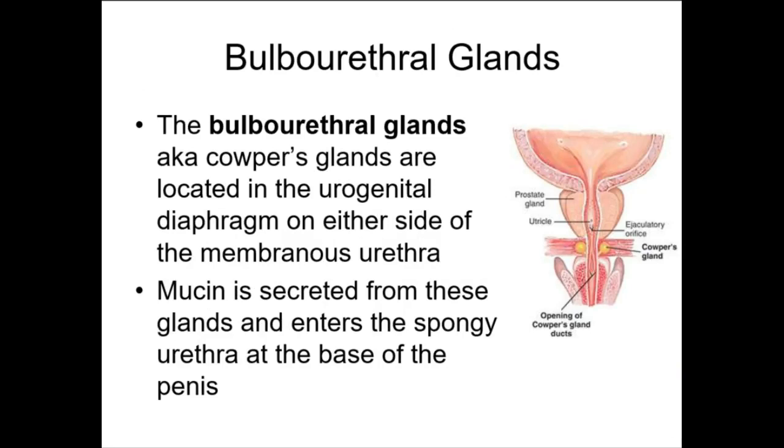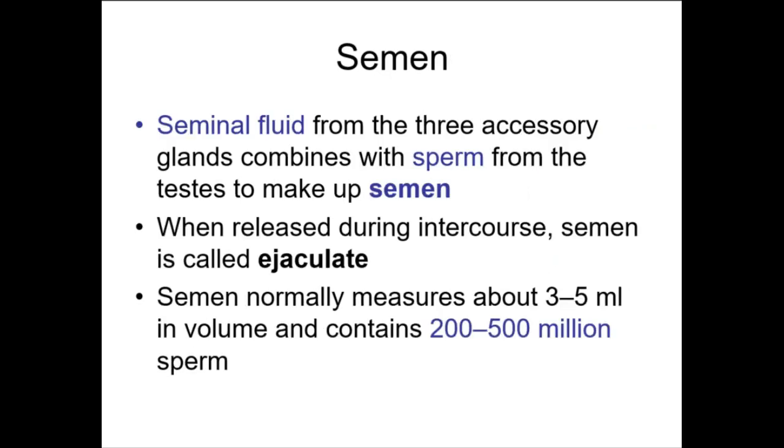Bulbourethral gland, for our purposes, we're going to say it secretes mucin. So it's just mucus. And all of that together forms your seminal fluid, which combines with sperm and we call that semen. That ejaculatory product is known as semen or ejaculate.